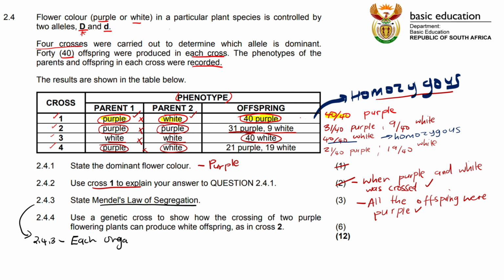Each organism has 2 alleles for a characteristic. I've talked about this in my video when I introduced genetics, and I told you that you have got 2 chromosomes, one from the mother, one from the father, and each chromosome has got each allele. So each organism has got 2 alleles for each and every characteristic.